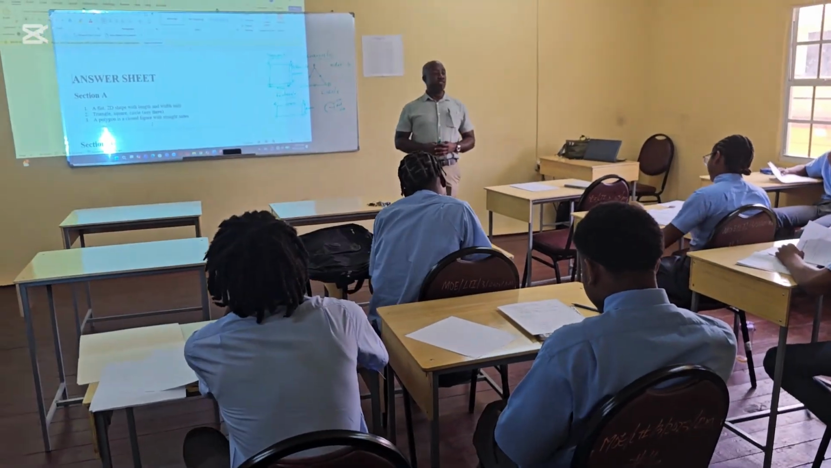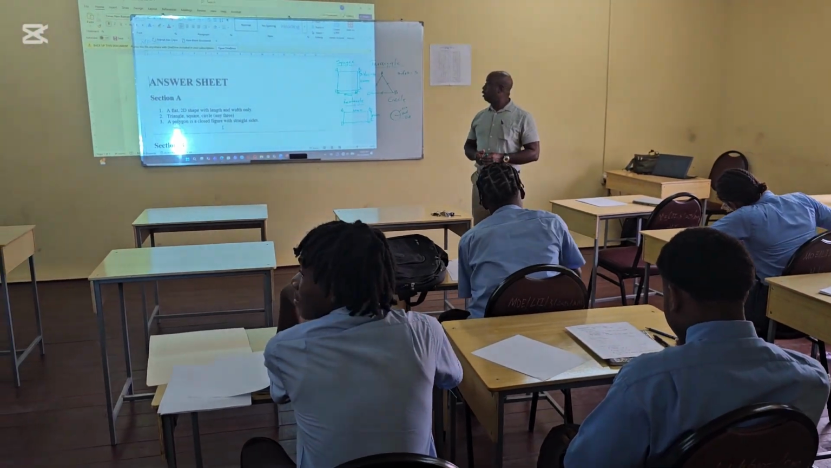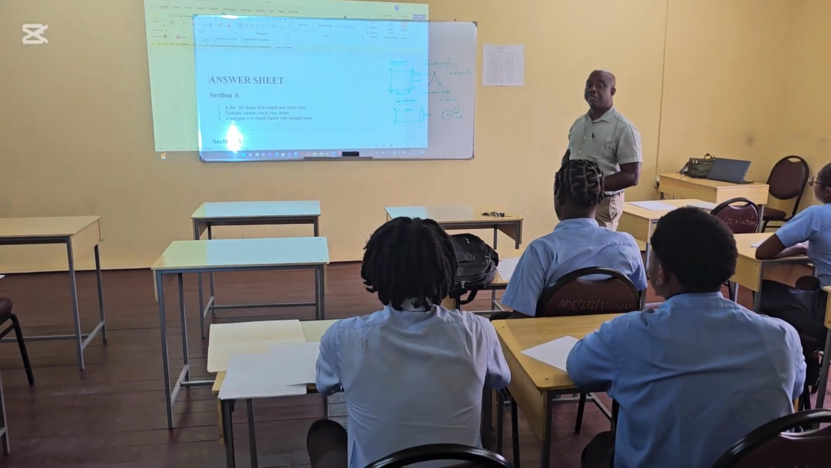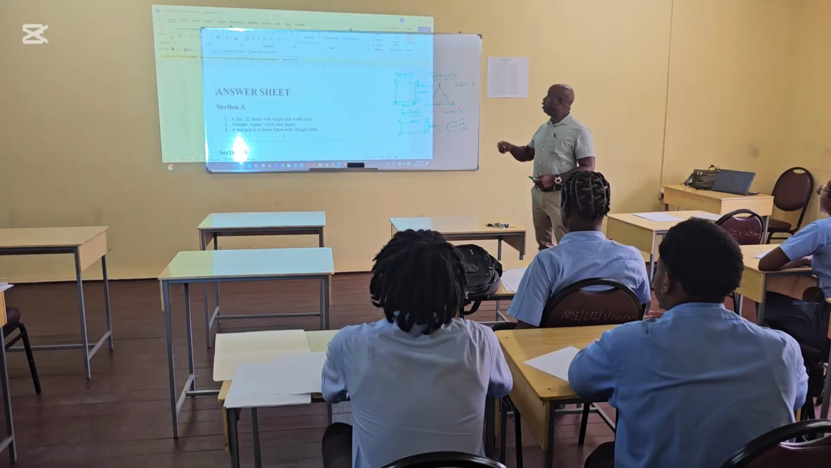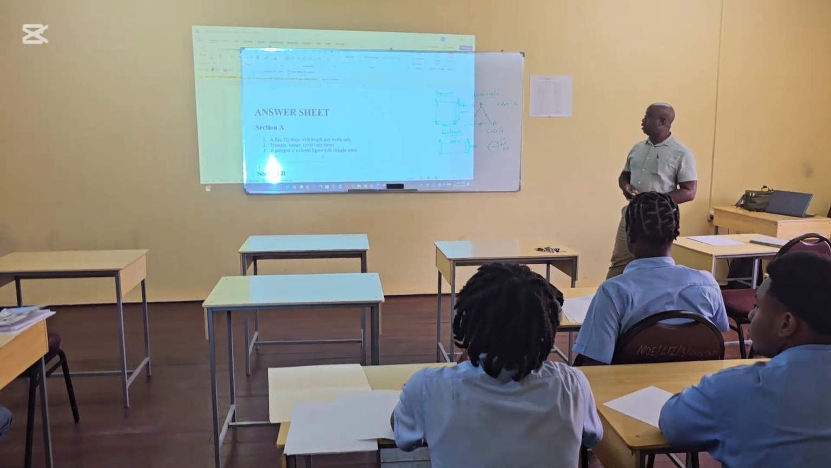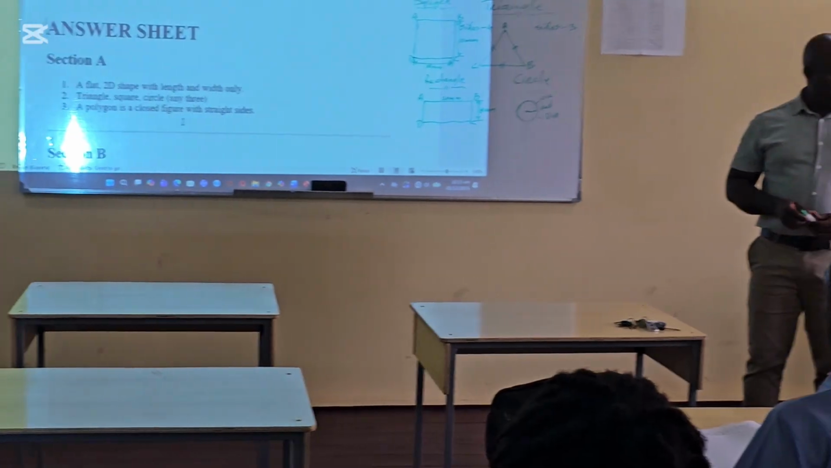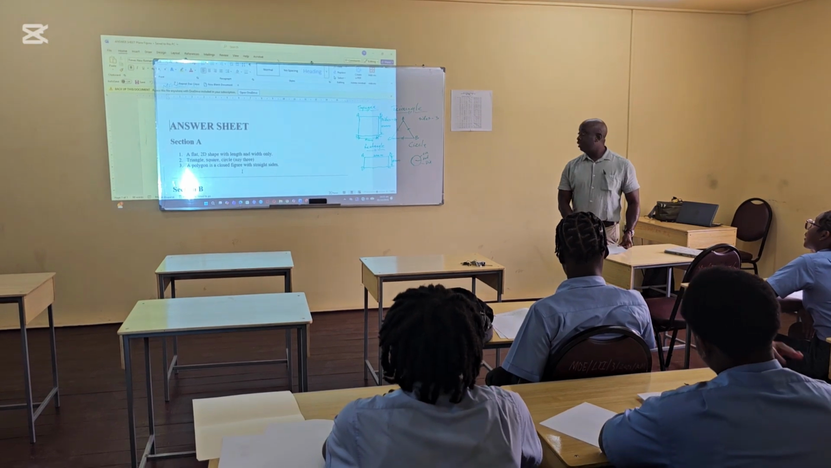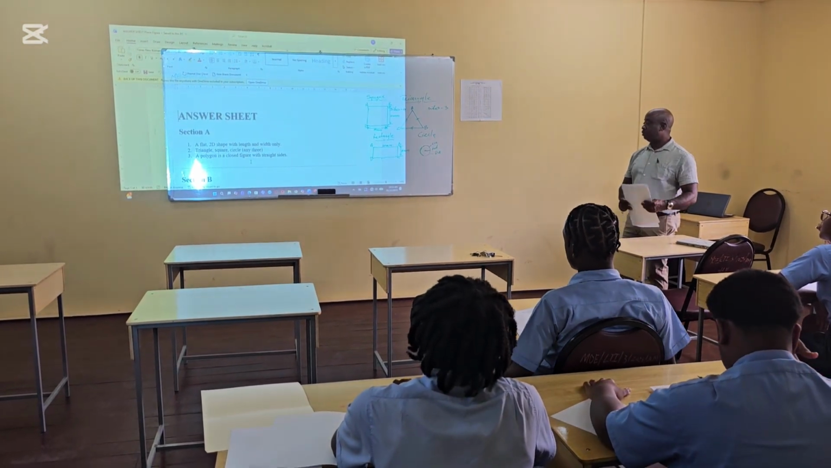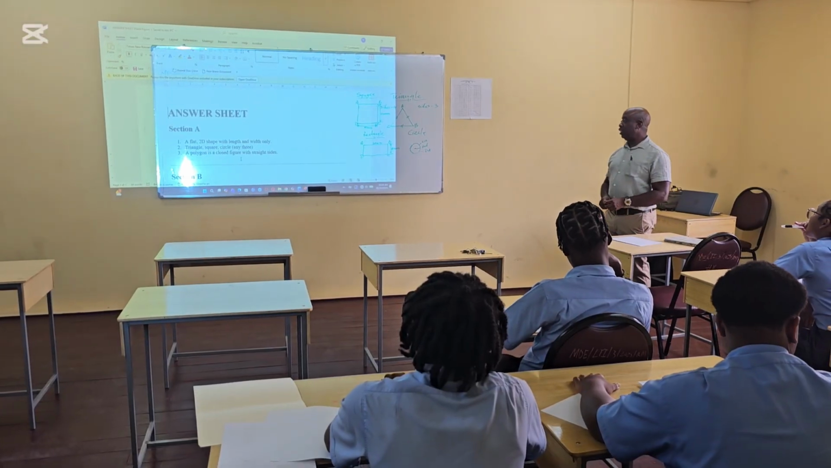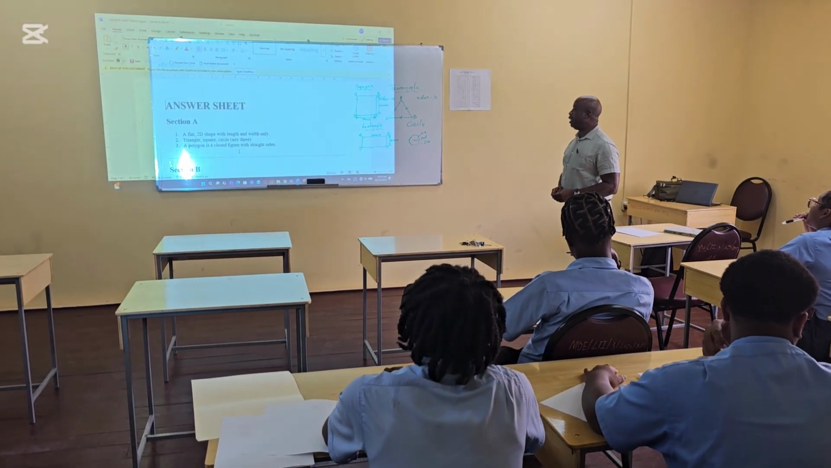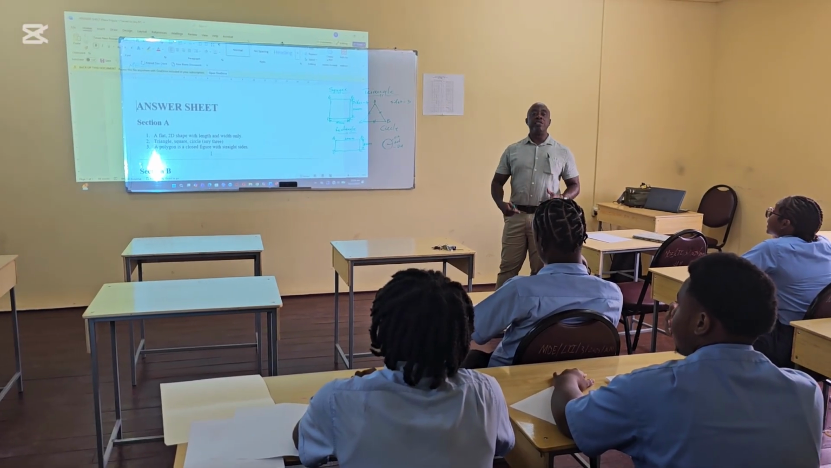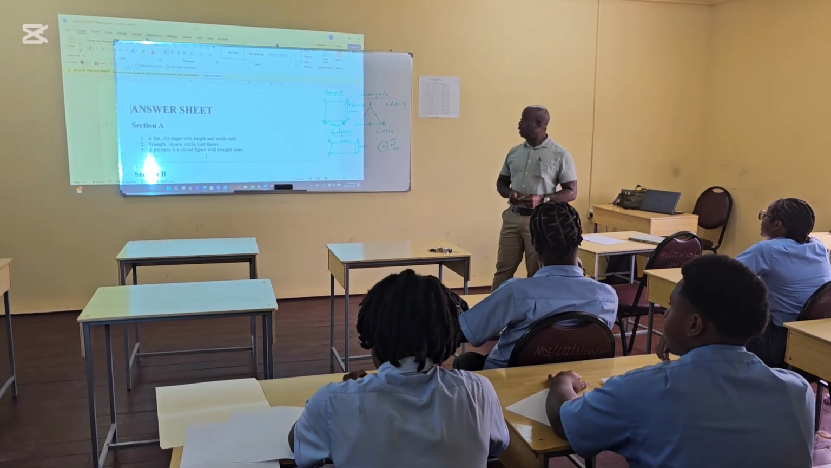Class, I see that you guys have finished. So let us look at the answers. Notice there, section A. What's the question asked? What is a plane figure? And you notice what it said there is a flat 2D shape with length and width only. That's in your own words.